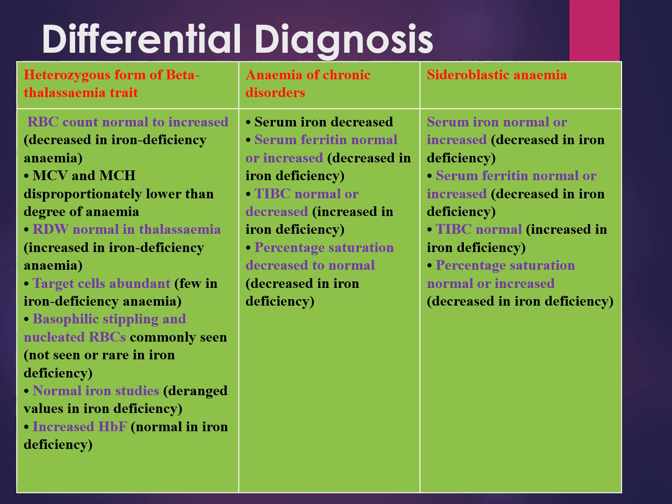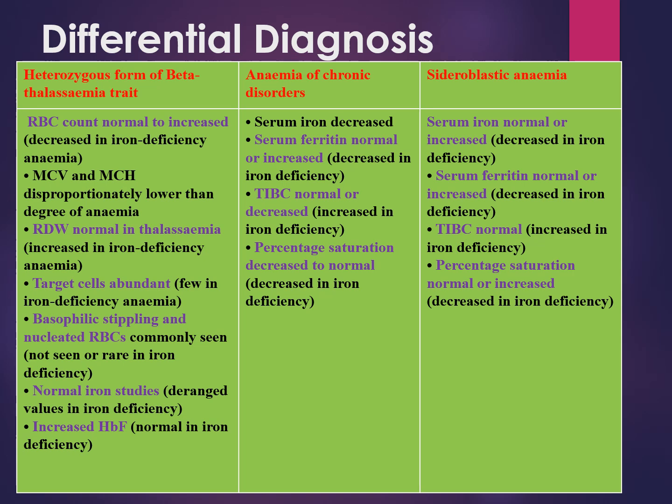Coming to the anemia of chronic disease, the serum iron is decreased. Serum ferritin levels may be normal or increased, whereas it is decreased in iron deficiency anemia. TIBC is normal or decreased, which is increased in iron deficiency anemia. Percentage saturation or transferrin saturation is decreased to normal, whereas it is decreased in iron deficiency anemia.